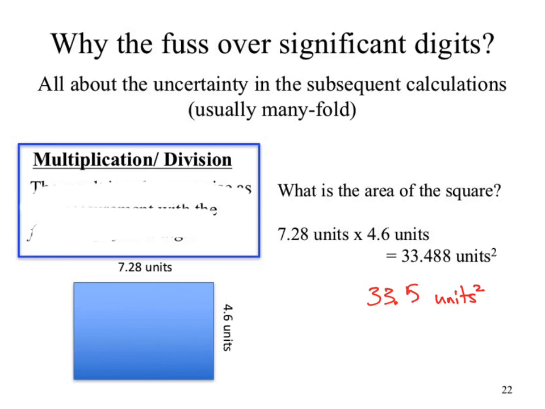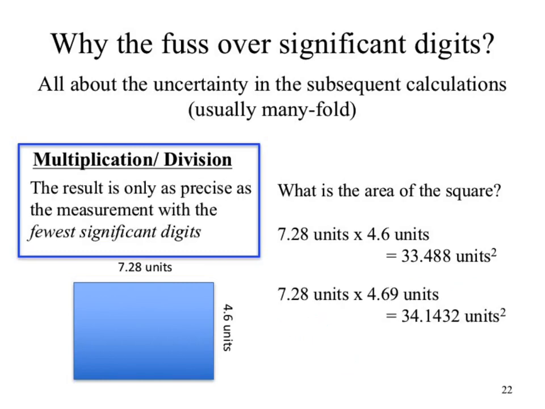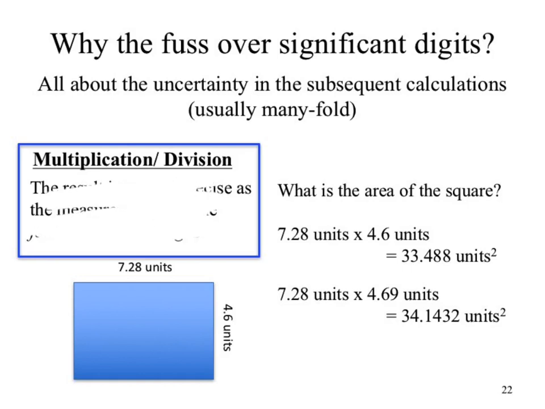If we go through and test this, remember, we need to consider the same thing that we considered with addition and subtraction. What happens if we take 7.28 times 4.69? And if we punch it into our calculator, what do we end up getting? 34.1432 units.